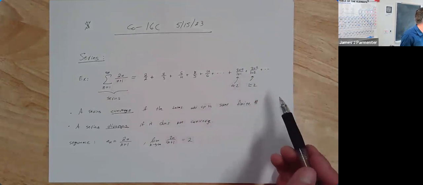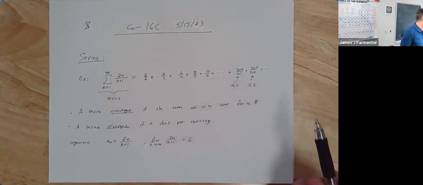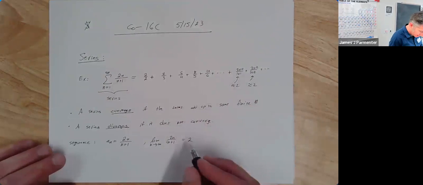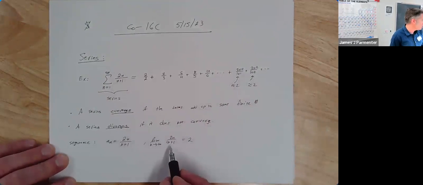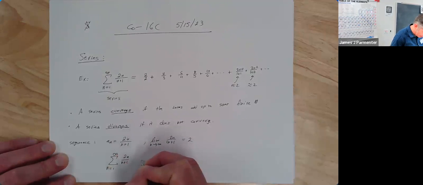An infinite number of 2s. If you add up 2 plus 2 plus 2 plus 2 an infinite number of times, what are you going to get? So the deal here is that since this limit of the sequence is 2, we can say that the series itself, n equals 1 to infinity, 2n over n plus 1, diverges.